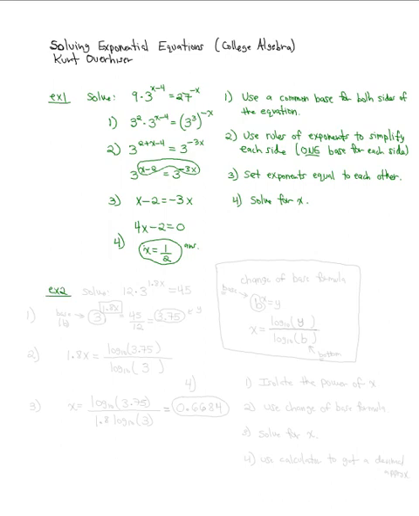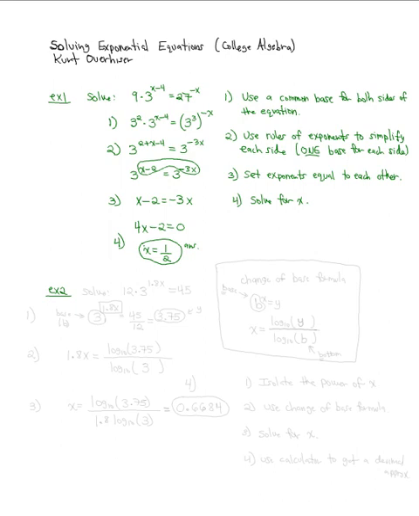Example 2 deals with what happens when you can't use step number 1. Sometimes it's not always possible to get a common base for both sides of the equation. So we're going to have to use a different set of procedures here. We're going to have to actually use the power of logarithms.